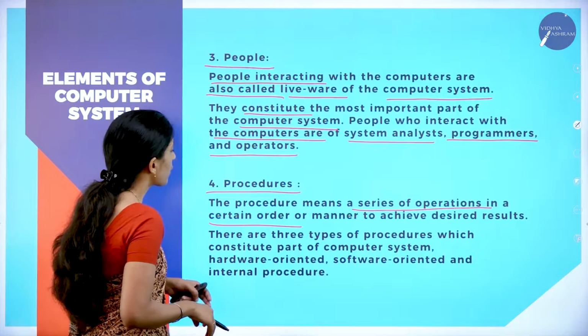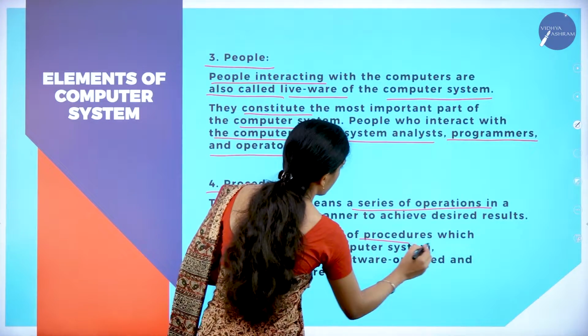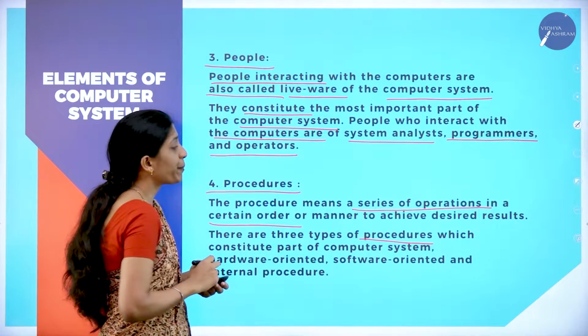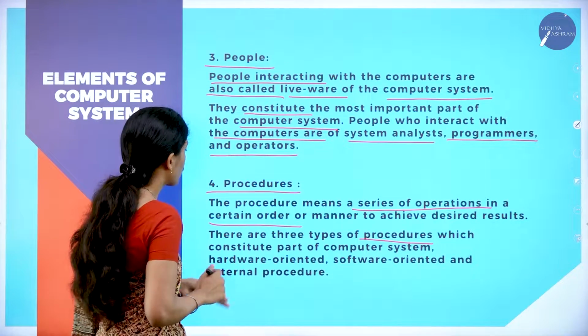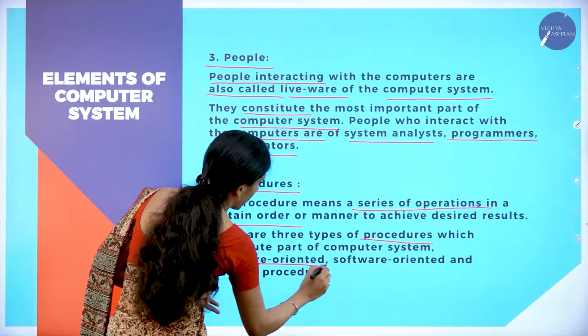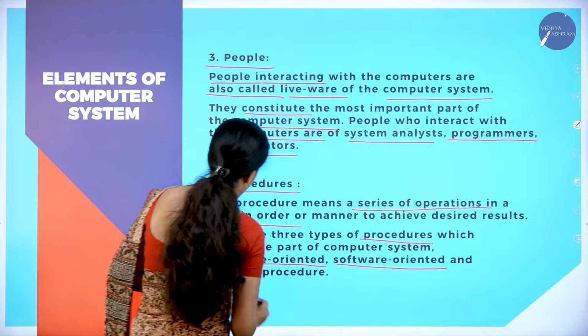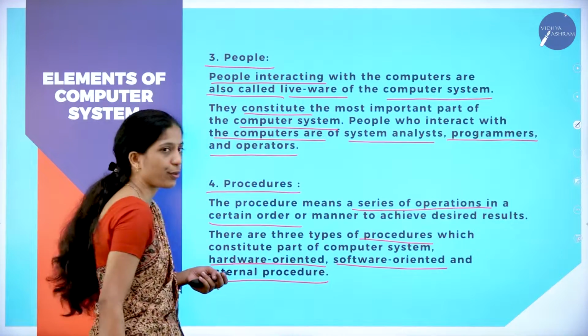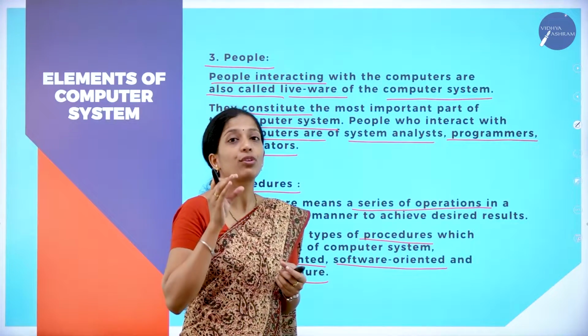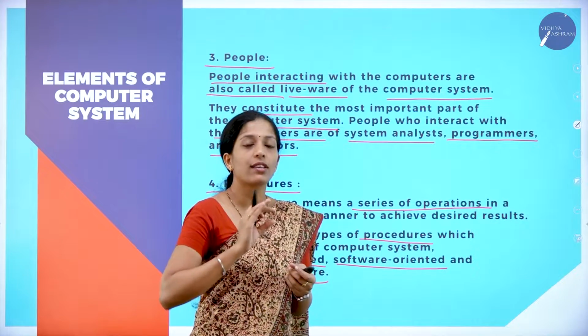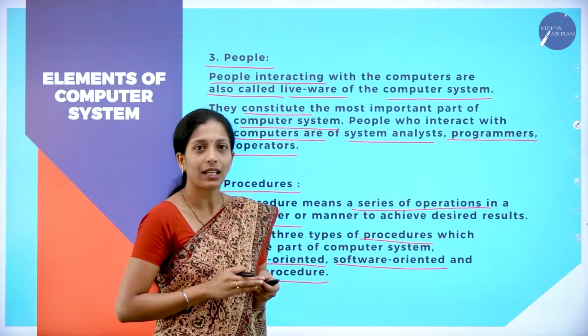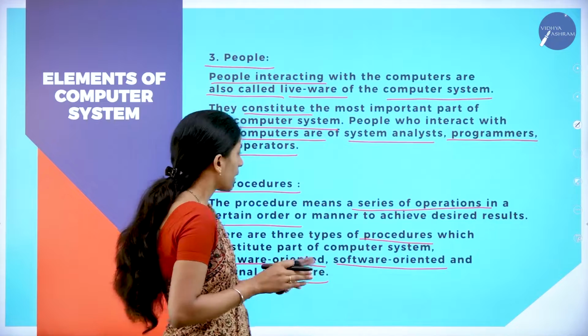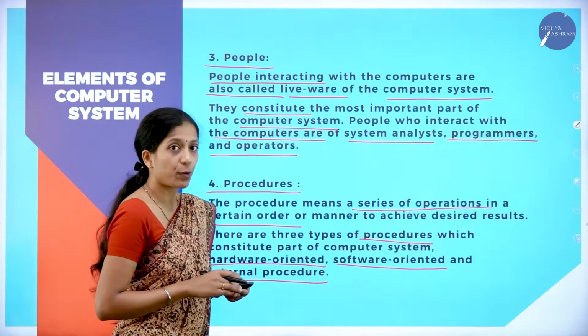Procedures. There are 3 types of procedures which constitute part of the computer system: hardware oriented, software oriented, as well as internal procedure. Here you have to know the terms themselves. The rest of everything you will learn in your computer science subject. So there are 3 types of procedures.